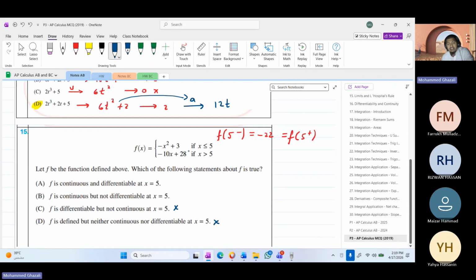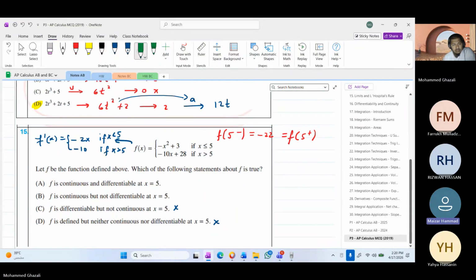So the answer can either be A or B. Now let's check for differentiability. Differentiability is easy. We just need to find the derivative and substitute 5. Let's find f prime x. Differentiating, we get negative 2x on the left and negative 10 on the right. Substituting 5 gives negative 2 times 5, which is negative 10, so they are differentiable, because negative 10 equals negative 10. The derivative from the left is equal to the derivative from the right, and both give us negative 10. So it's differentiable and continuous at 5.